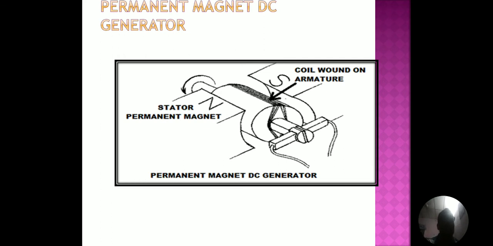Let us see the permanent magnet DC generators. In this figure, we can see the two magnets. Here the excitation is provided by these permanent magnets. Mainly these are small types of DC generators. These types of generators are mainly used in small applications such as toys.